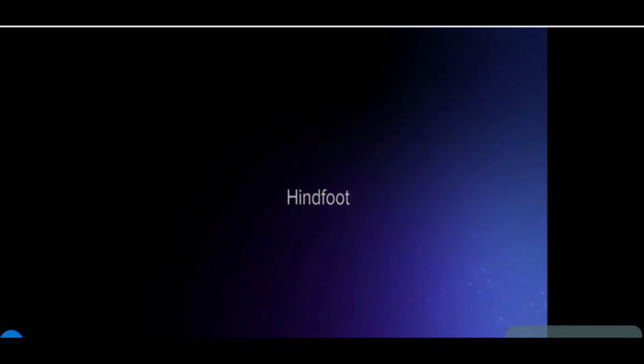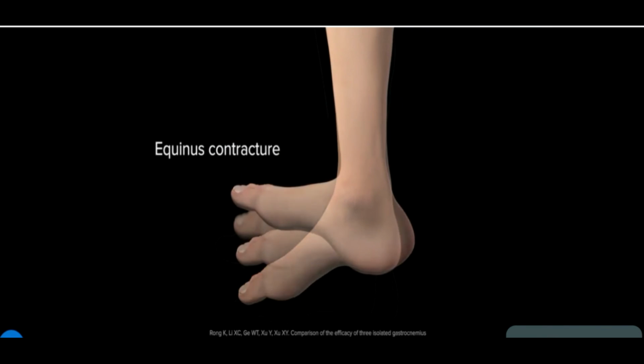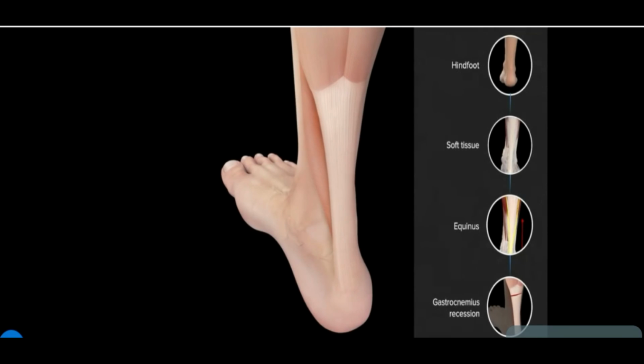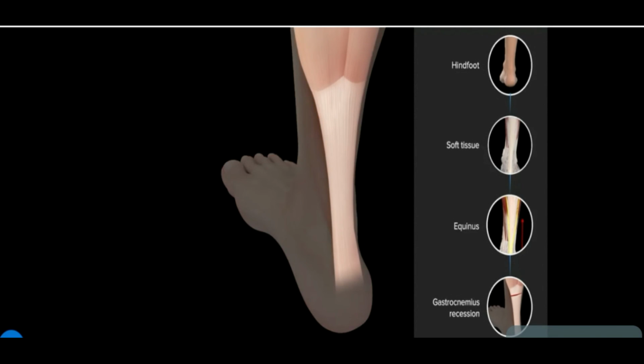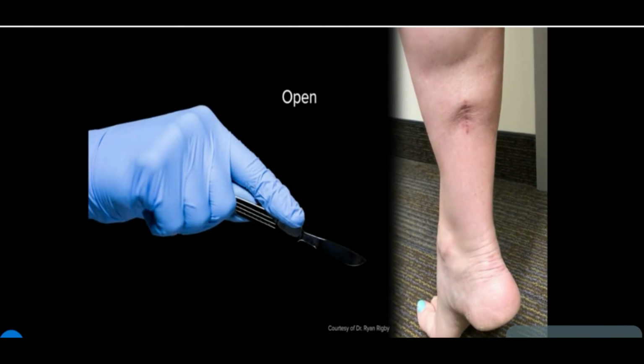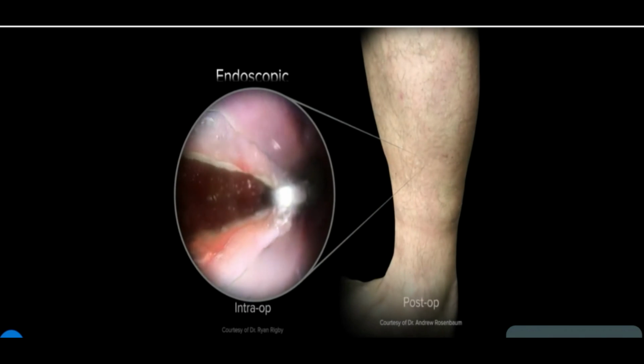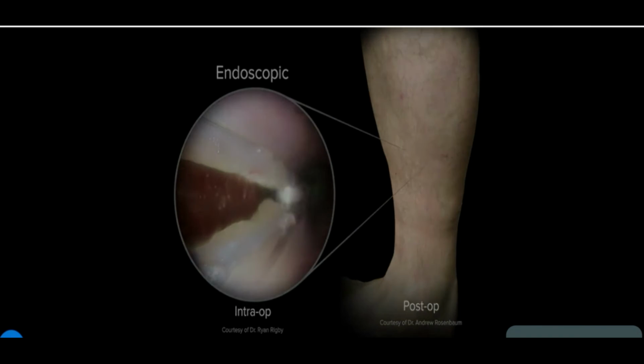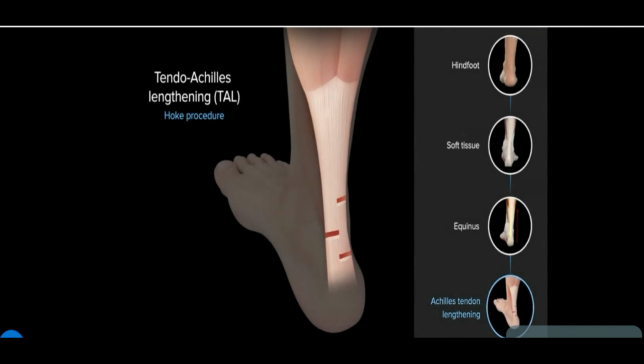Moving to the hindfoot, we address the equinus through releasing the gastrocnemius, soleus, or Achilles tendon, or a combination, which would ensure the ankle can dorsiflex. This can be addressed at different levels. A couple of popular ones to mention include a release at the distal gastrocnemius level, known as the Strayer procedure, which can be performed open or endoscopically, or more distally, a tendo-Achilles lengthening, described by Hoke.